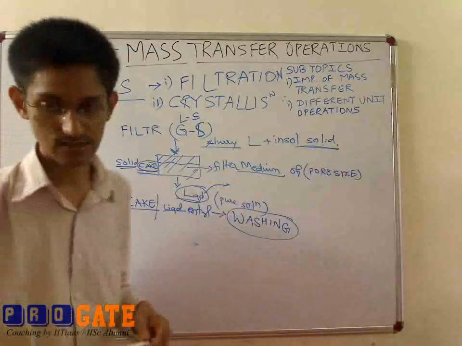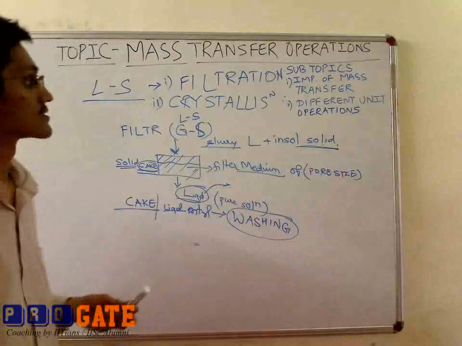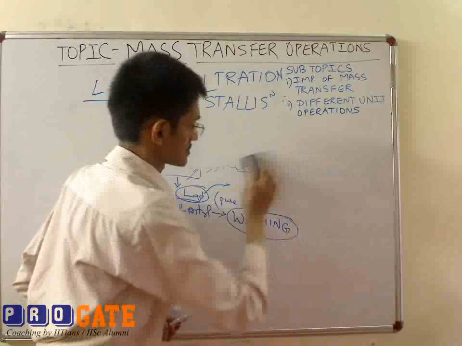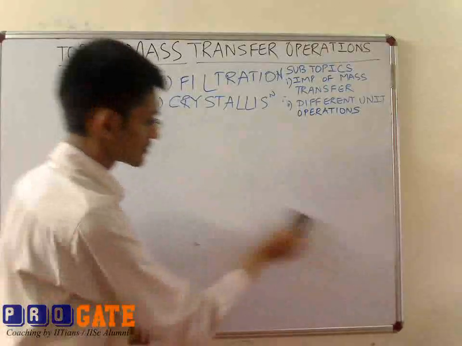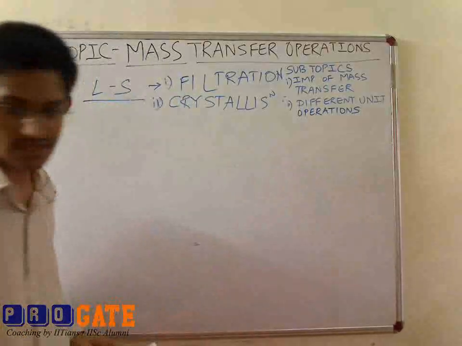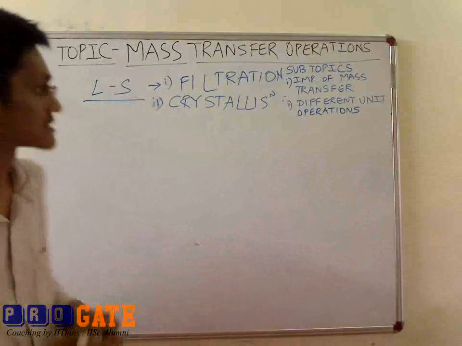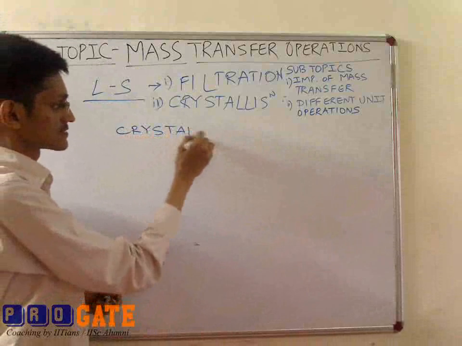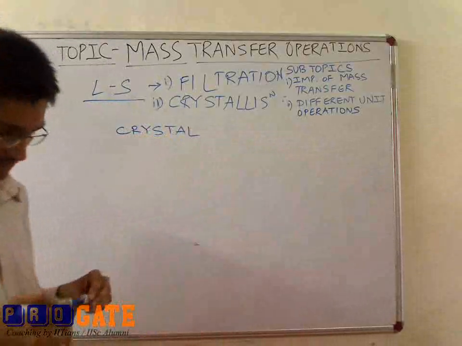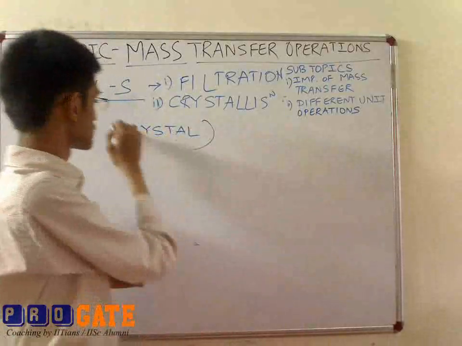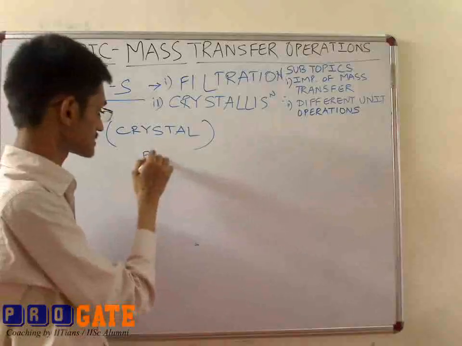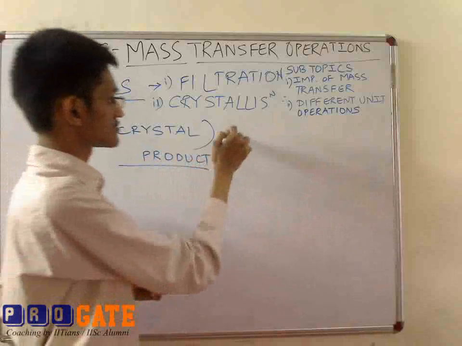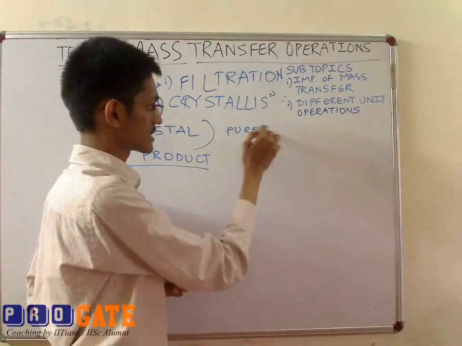Then you have the crystallization. Now this crystallization is somewhat more into use when we have solid as the product. Crystals are considered to be the purest state of matter. So when you have a solid product, you have to crystallize it out from the reaction mixture. Crystals, purest state of matter.